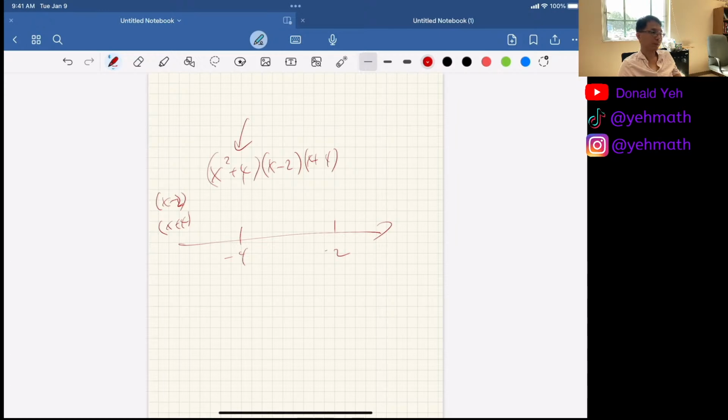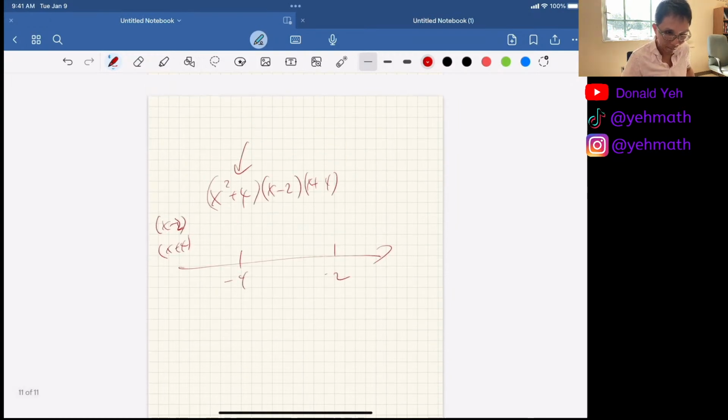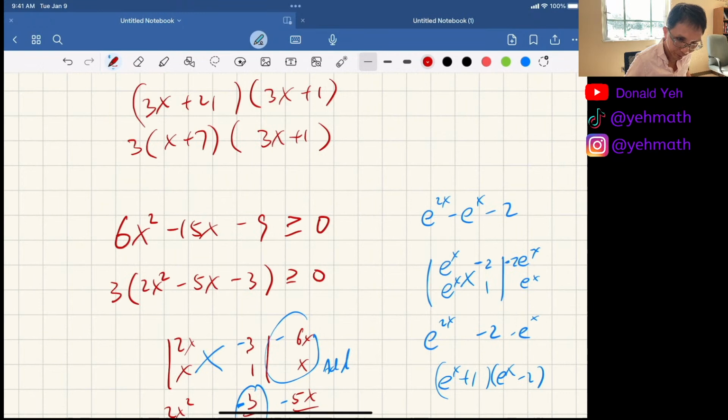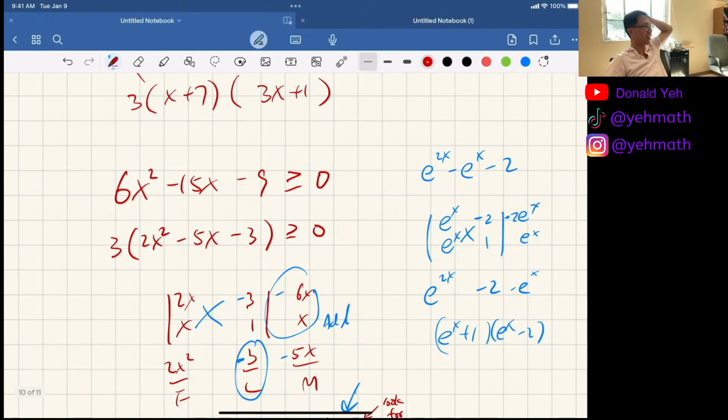17's on the video. If you go back to where you were. Yeah, of course. e to the x times e to the x is e to the 2x. And this can happen in sine as well. So those are the things like sine squared of x minus sine of x minus 2.